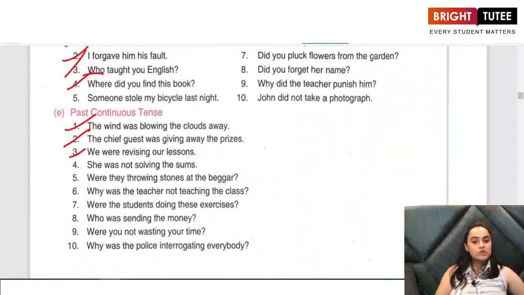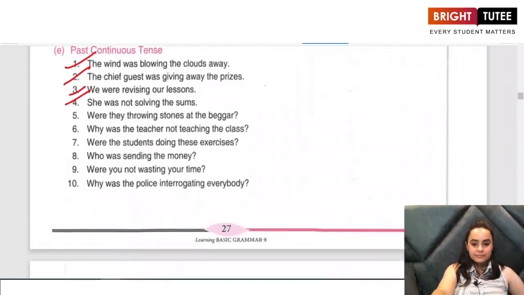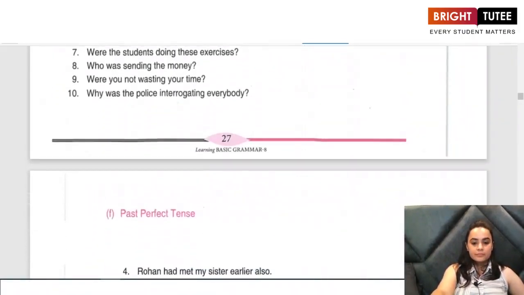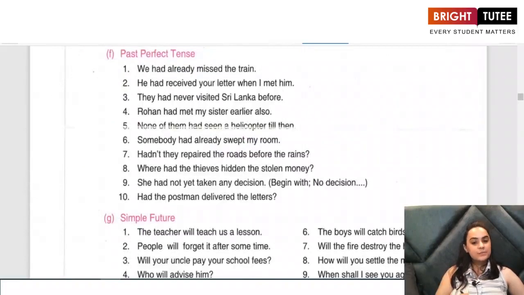She was not solving the sums. The sums were not solved by her. Were they throwing stones at the beggar? Were the stones being thrown at the beggars by them? Next we have the past perfect tense.